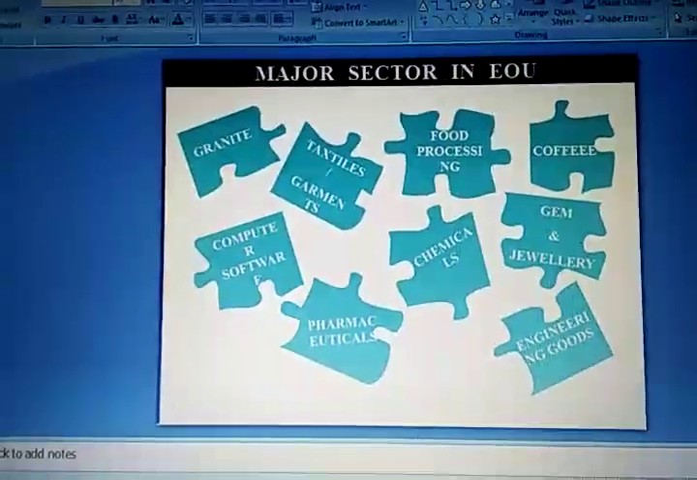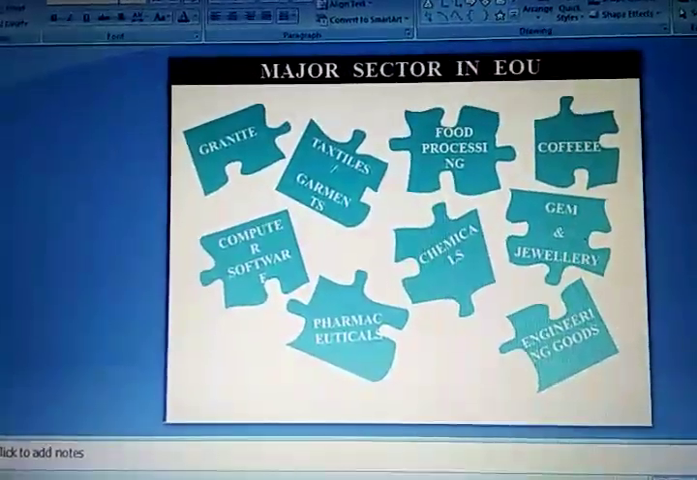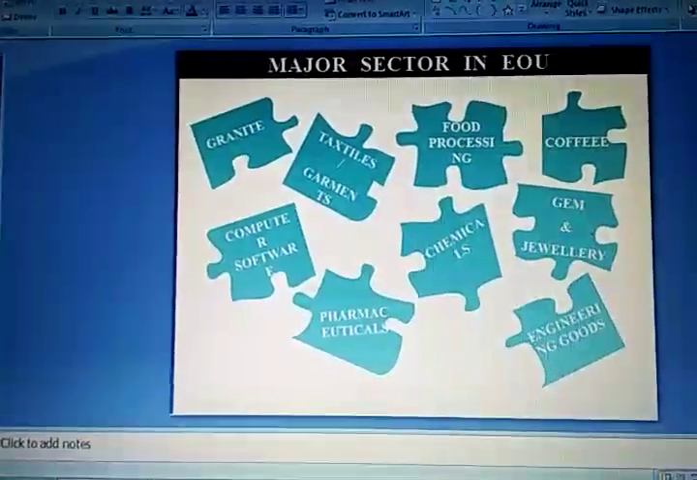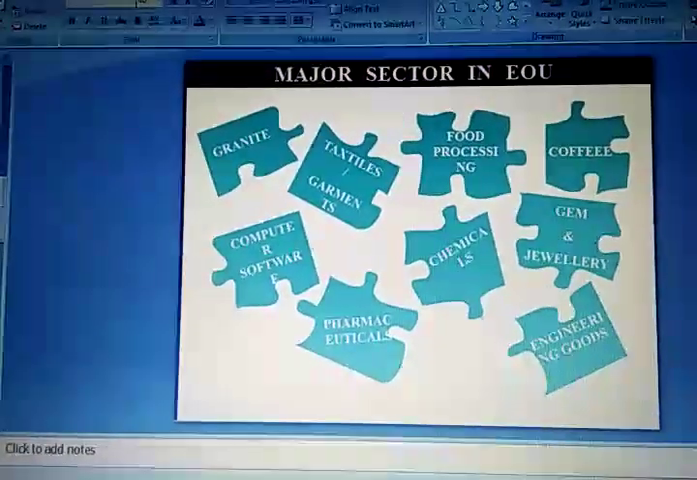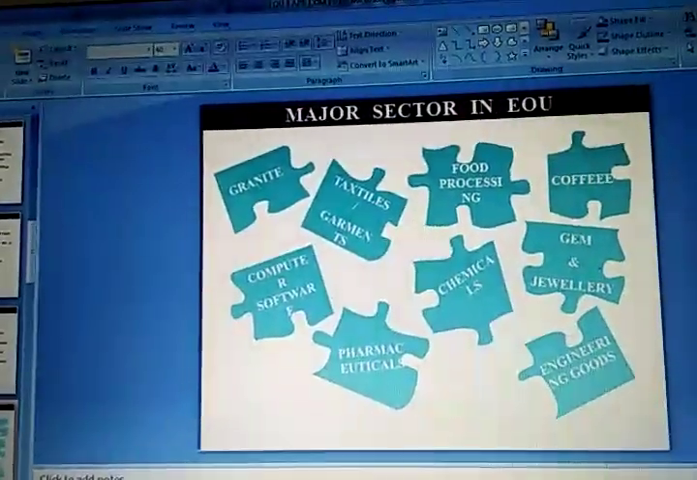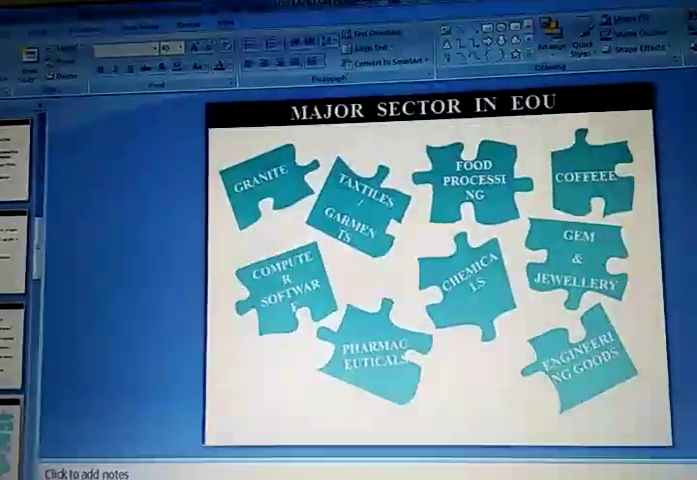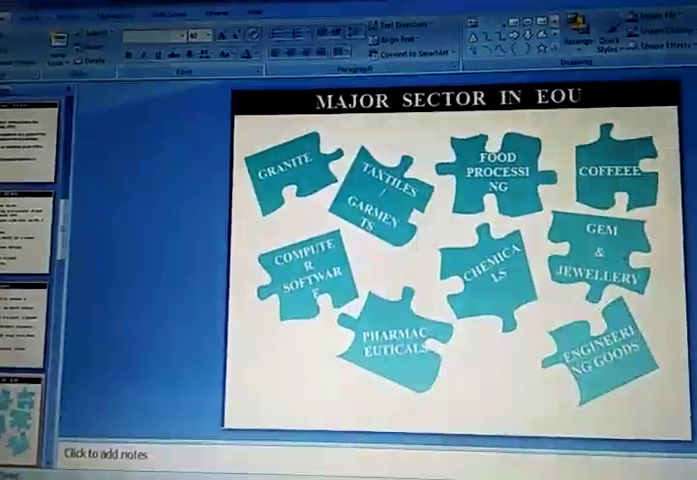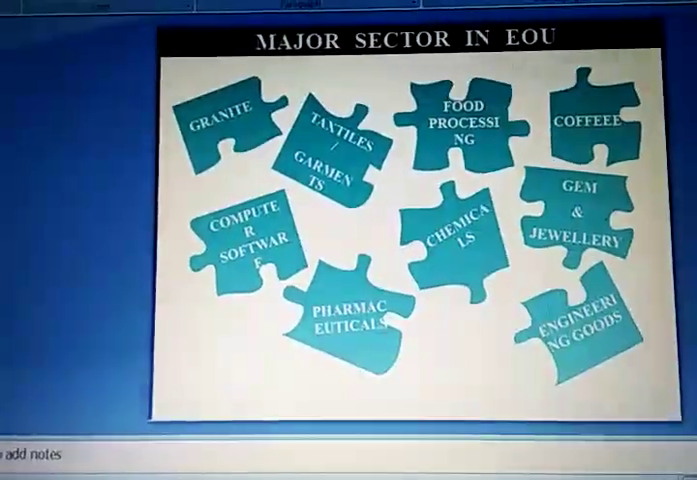Then we discuss the major sectors in EOU. A lot of sectors are included in EOU: granite, textiles, food processing, coffee, computer software, chemicals, jewelries, pharmaceuticals, engineering goods, and so on. These are the major sectors in EOU.